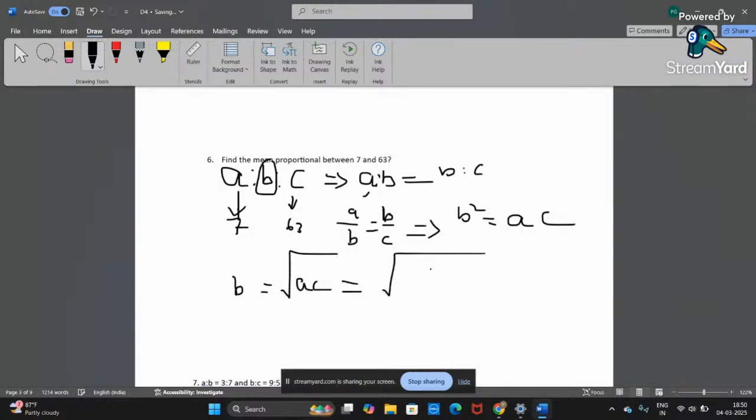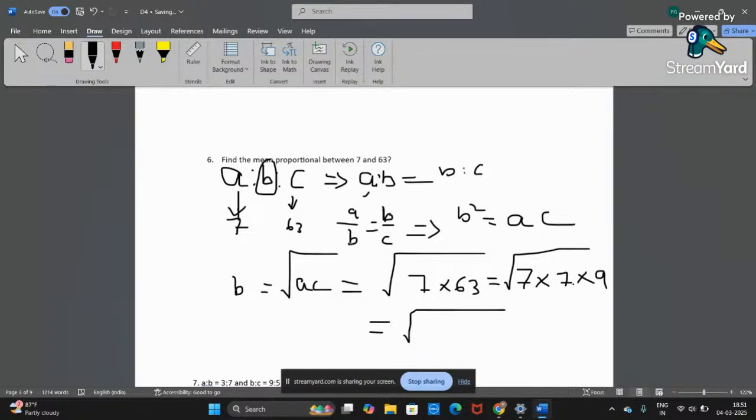So root, what is the A here? A is 7, right? And C is 63. So this 63 we can write it as 7 into 9. 7 nines are 63, right? I'm writing this because we'll get the answer in very few steps. So it is very easy to find the root for this.